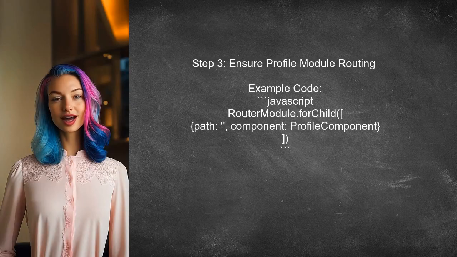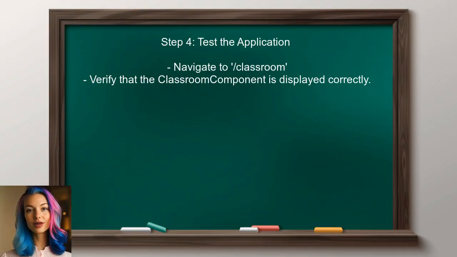Now, the user should ensure that the profile module's route is set up correctly. This means that the profile component should be defined as a child route within the profile module. Finally, the user can test the application by navigating to the classroom route. This should now correctly display the classroom component without automatically loading the profile component.